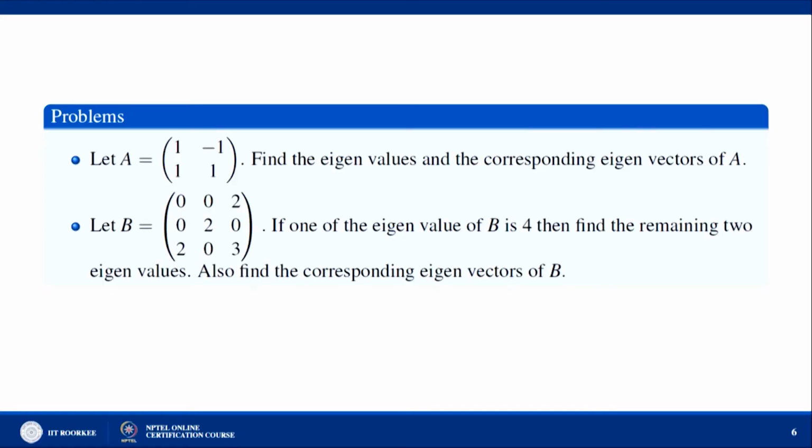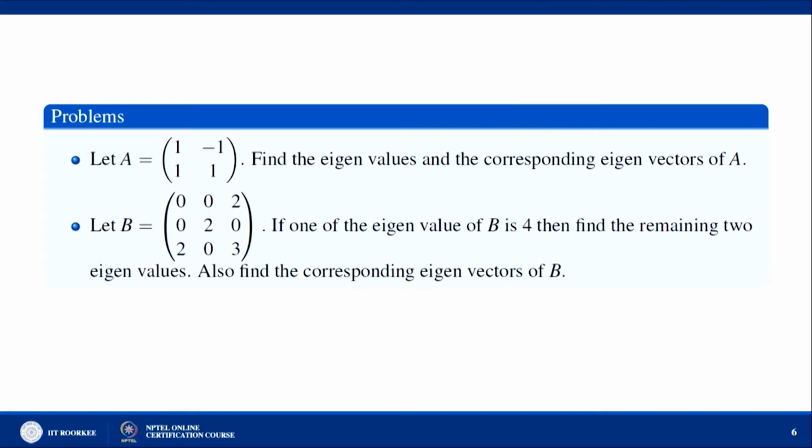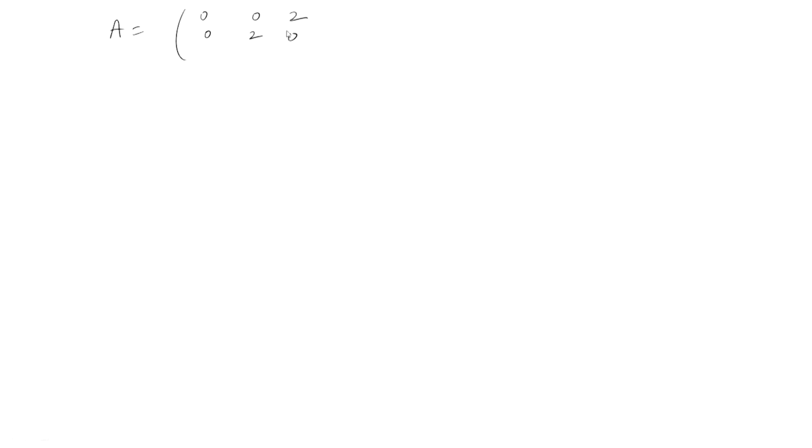Okay. Now, let us consider the second problem. Here the matrix B is 0 0 2, 0 2 0, and it is given to us that one of the eigenvalues of this matrix B is 4. Then we have to find the remaining two eigenvalues and also the corresponding eigenvectors of B. So, let us discuss this problem now. Here the matrix A is simply 0 0 2, 0 2 0, and 2 0 3.